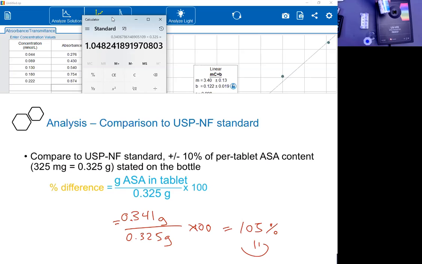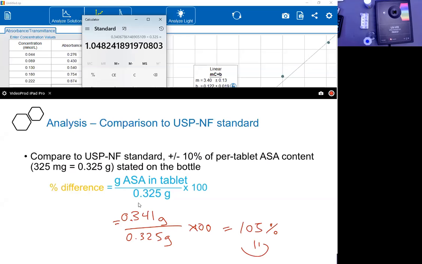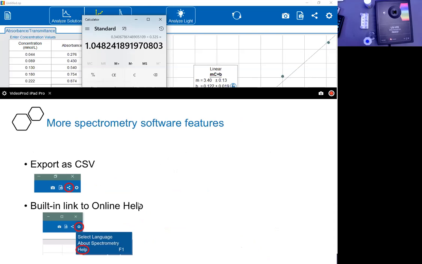We got 5% above, which makes sense because this is pretty fresh aspirin. It expires May of 2024. So that's a few years from now. So that is how we get the percentage of aspirin in an aspirin tablet using common substances.